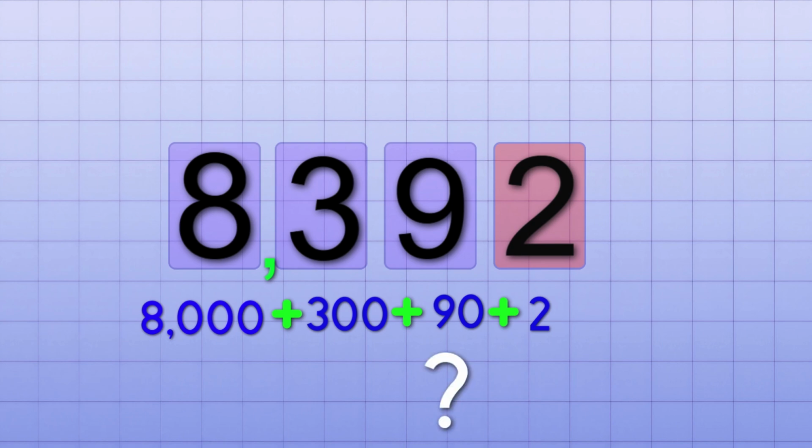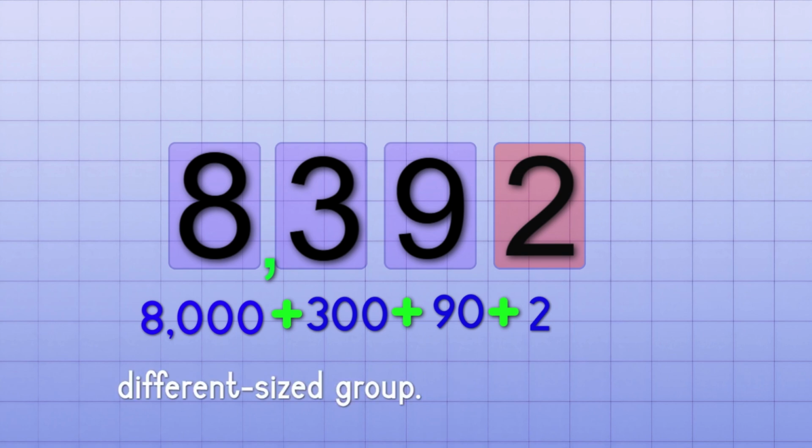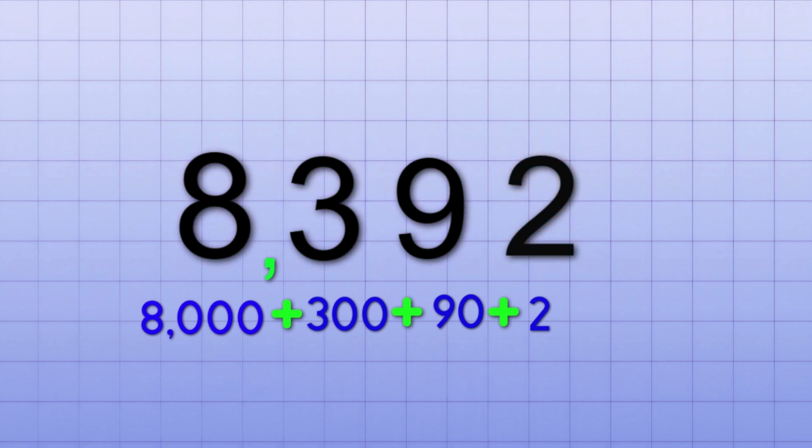So do you see how a base 10 number system works? Every place counts a different size group. Each group is 10 times bigger than the one before it. And even though the place values are invisible, they are always there, giving every digit its value. And that's the idea of place value.